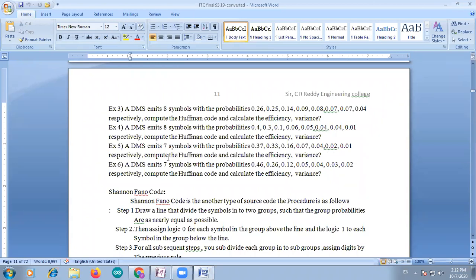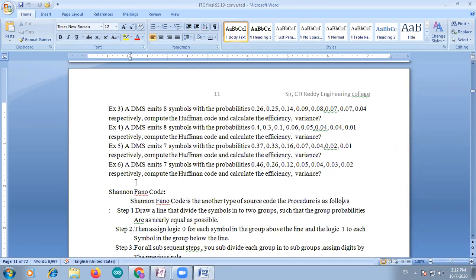And the third problem is: a discrete memoryless source emits 7 symbols with the probabilities 0.37, 0.33, 0.16, 0.07, 0.04, 0.02, 0.01 respectively. Compute the Huffman code and calculate the efficiency and variance.